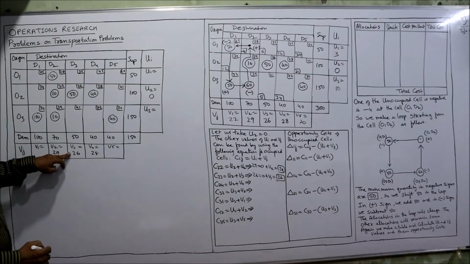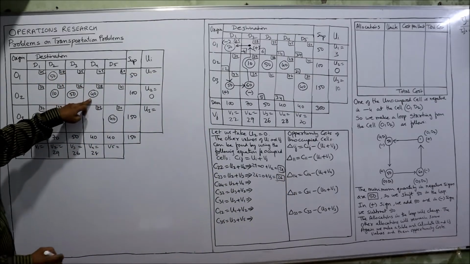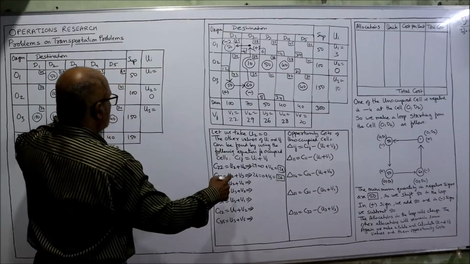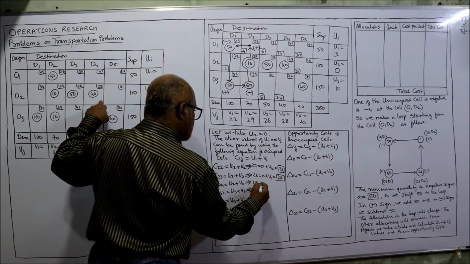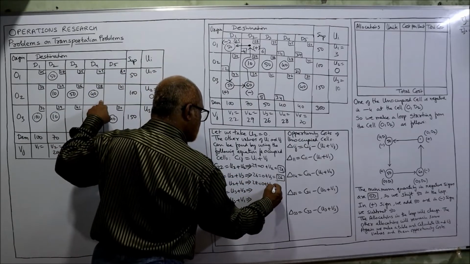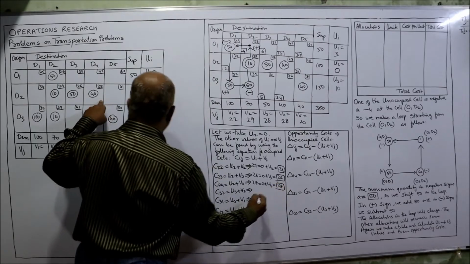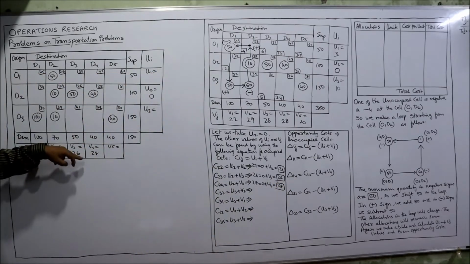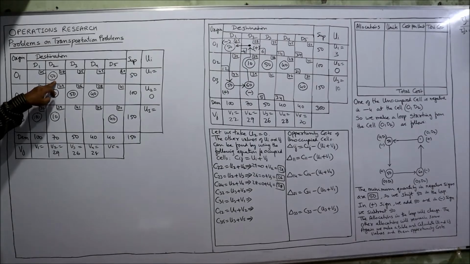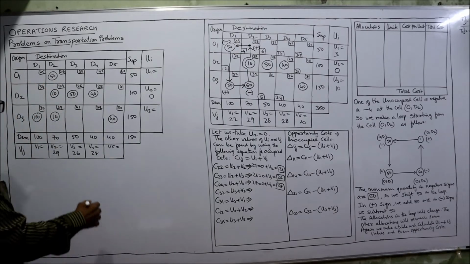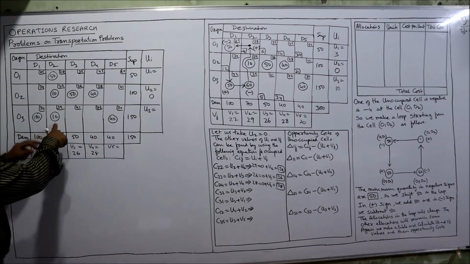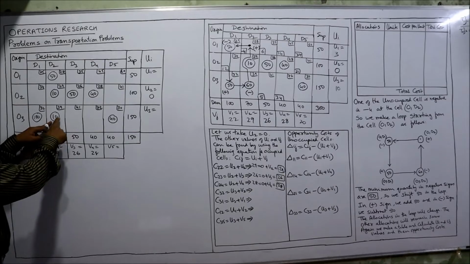So V3 is 26, we have written. Then C24 is 28, which is equal to 0 plus V4. So V4 is equal to 28. We got 28, these three values we got. Now first of all we calculate C32, this cell.